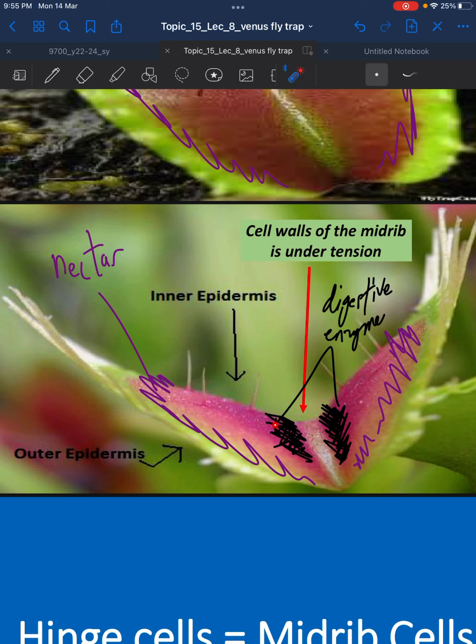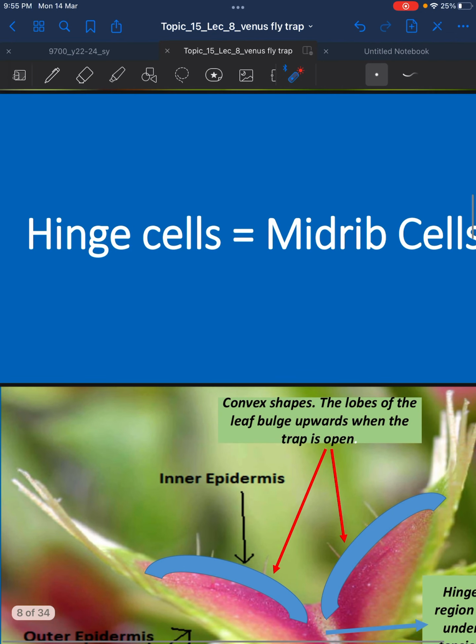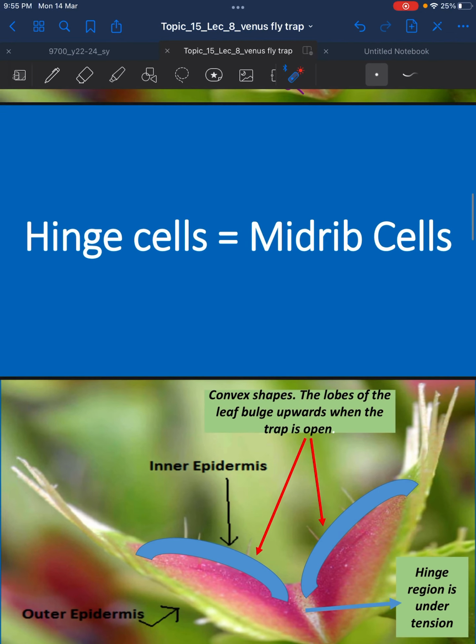Of course, it's using vesicles. The vesicle will fuse with the cell membrane and undergo exocytosis, and it will release the enzymes to the outside to digest any trapped insect. So the hinge, I think we call it hinge cells, is also known as the midrib cells.